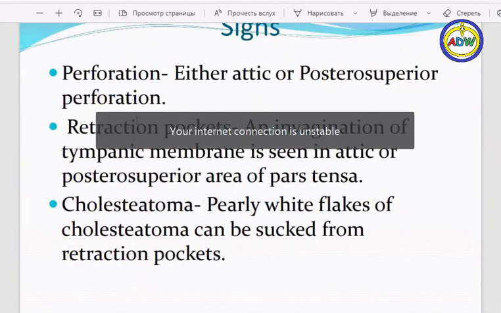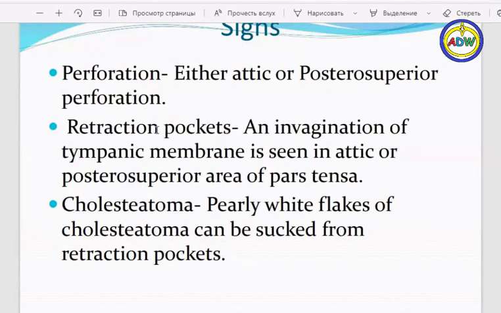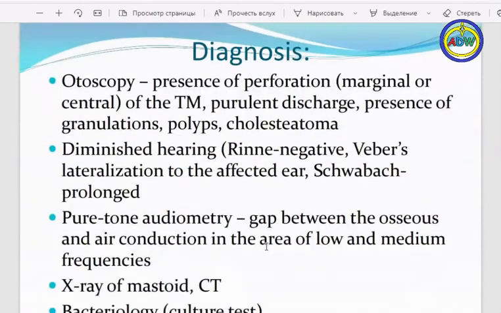What kind of signs? Perforation, either attic or posterior superior perforation. Next, retraction pockets and invagination of the tympanic membrane are seen in the attic or posterior superior area of the pars tensa. Cholesteatoma: it may be visible, or during ear toilet we can see purely white flakes of cholesteatoma sucked from the retraction pockets.